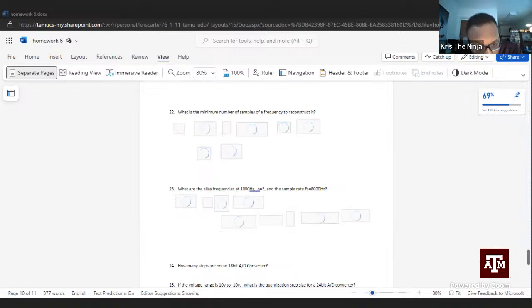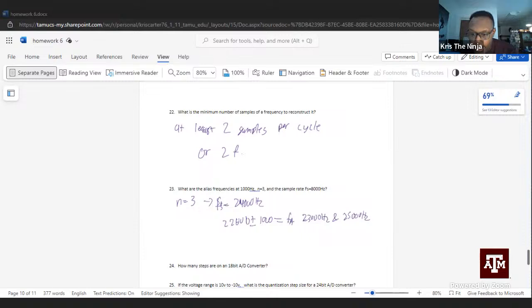How many steps are in an 18-bit converter? 2 to the n steps. So for an 18-bit A to D converter, you just do 2 to the 18. If you go back like 3 weeks, I did a whole thing on binary. So this is where it would come in. So there's 262,144 steps.